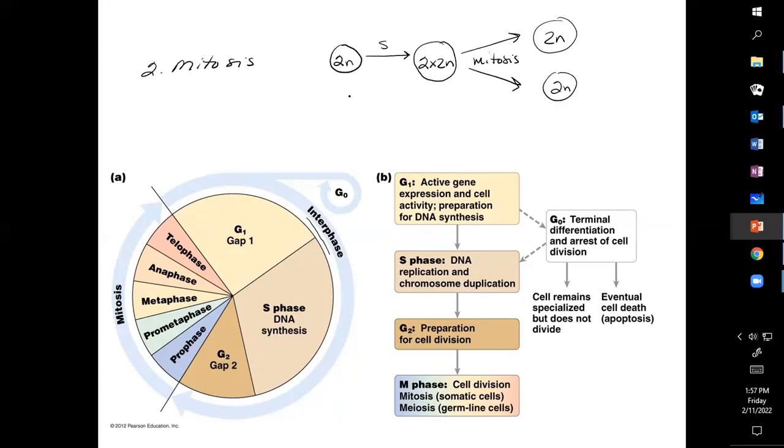So this is the big picture overview of the cell cycle of a somatic cell. After the S phase, we doubled the DNA content. By the end of mitosis, we have 2 identical daughter cells. We can call this the mother cell or the parent cell. And after mitosis, we have 2 identical diploid daughter cells.